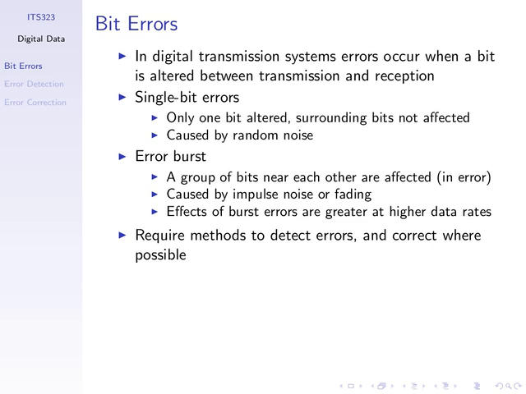Now, the main point that we get here is that if we have errors at the receiver, what do we do about it? The receiver receives this. First, the receiver needs some way to detect that errors have occurred. And once we know that the errors have occurred, correct them where possible.